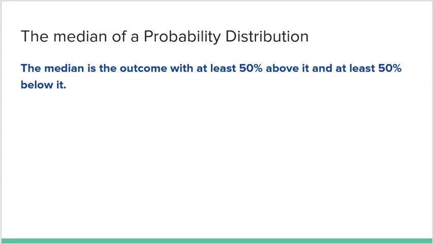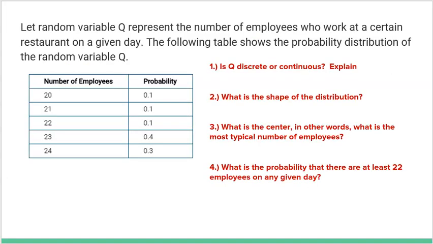All right. So let's take a look at our very first example here. Here is an example of a probability distribution. Let's look at the random variable Q. Now, Q represents the number of employees who work at a certain restaurant on a given day. So the following table shows the probability distribution of the random variable Q. On the left-hand side of this table, we see the possible outcomes, 20, 21, 22, 23, 24, and we see the probabilities associated with each outcome.